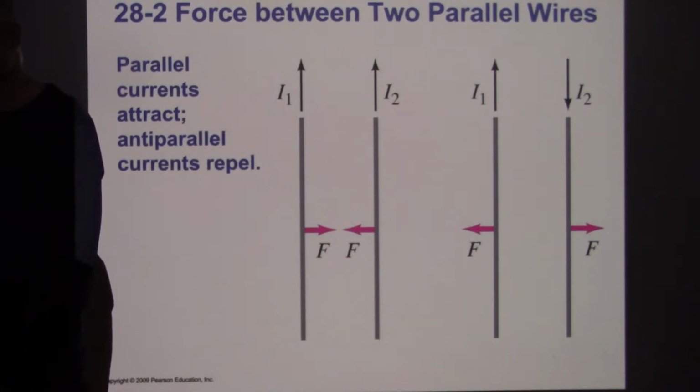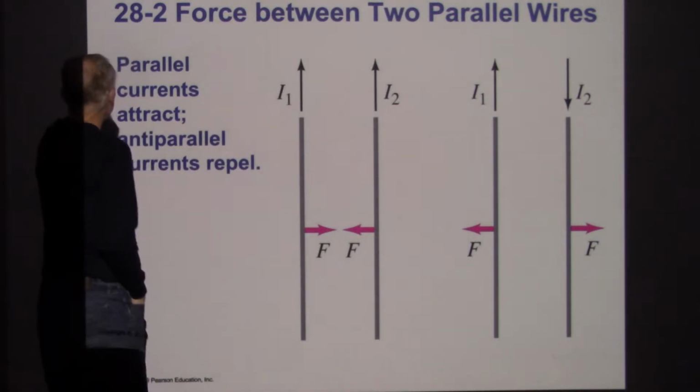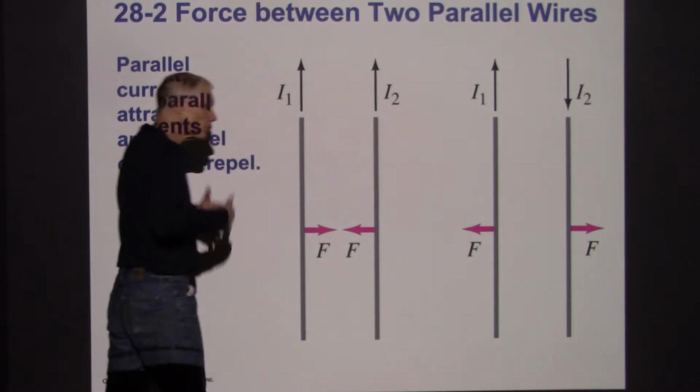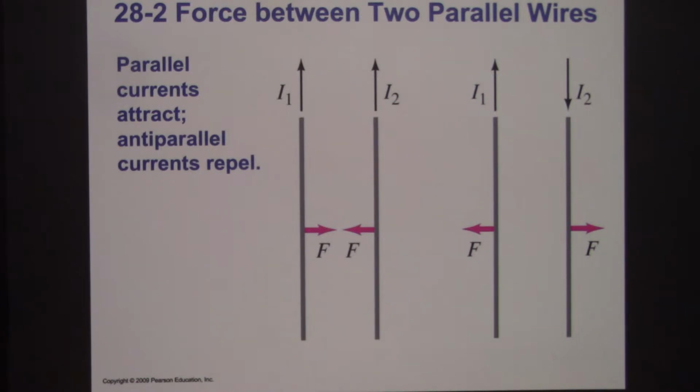Okay, so what did we find out? Well, we found out this. We found out if we have parallel currents, those parallel currents are going to attract. How did we find out they were going to attract? Well, we did the cross product to find the magnetic field, and then we did a second cross product to find the force. And you might be thinking, isn't there an easier way? And not if you're starting from the fundamental formulas.